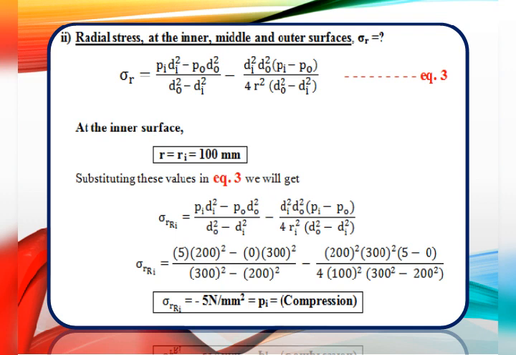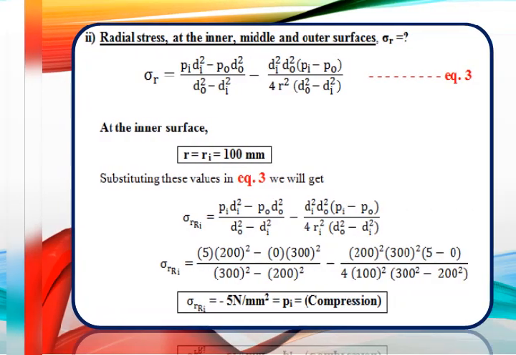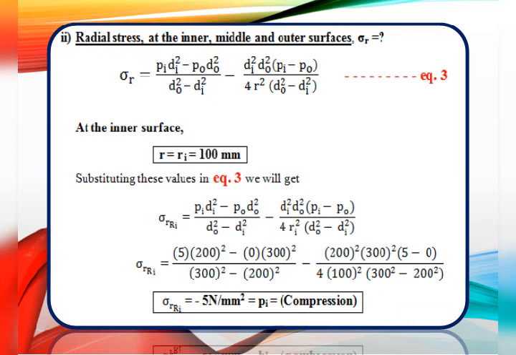Now again in this also we will split into 3 parts: radial stress at the inner surface, middle surface and outer surface. So at the inner surface r is equal to Ri, that is 100, which we already calculated earlier. So now by substituting this value in equation number 3, we are supposed to modify the second term denominator to r by Ri, that is the radius at the inner surface.